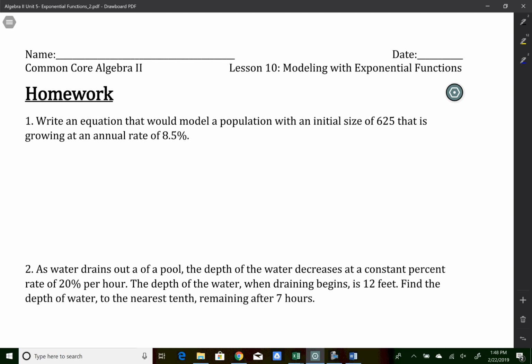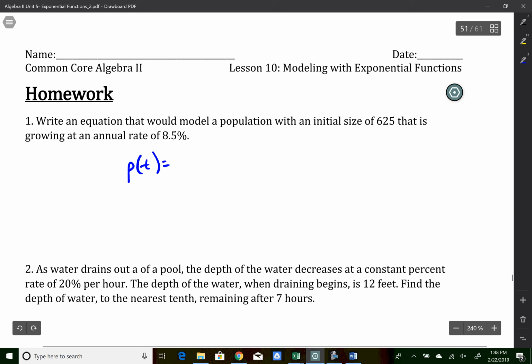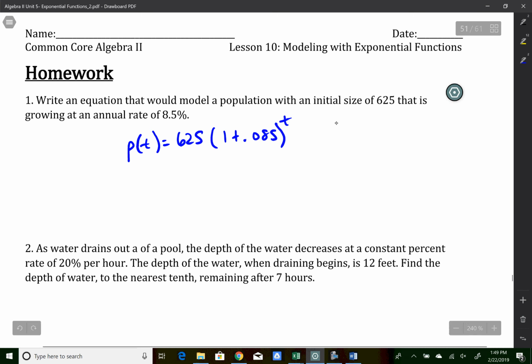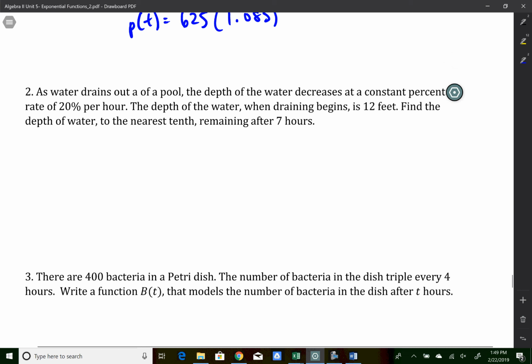So it says write an equation that will model the population of initial size of 625 that is growing at an annual rate of 8.5%. So we have a function, we'll say population after time is equal to initial size of 625. Now we have 1 plus 0.085 for the number of years. So that would be T. So we can simplify that by cleaning it up a little bit.